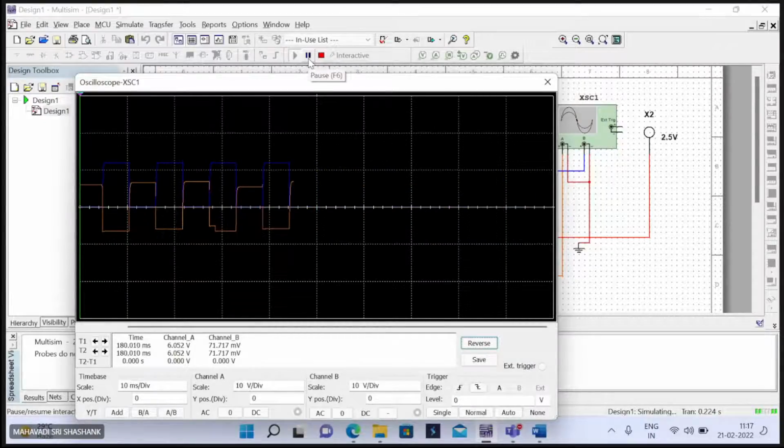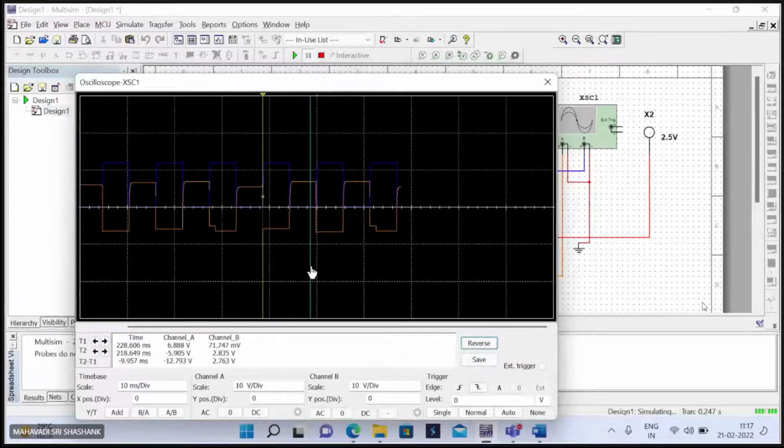Okay, this is also fine. Check the frequency. Yes, ma'am, I got the output. Harsh, you got the output? Yes, ma'am, it's the same frequency. Okay, fine, Shashank.